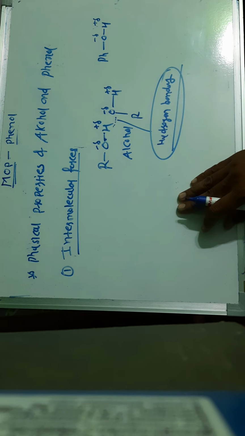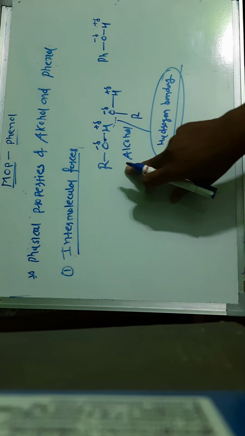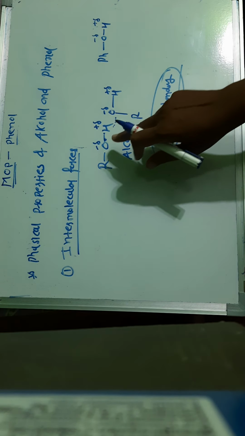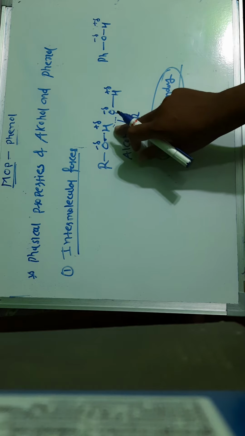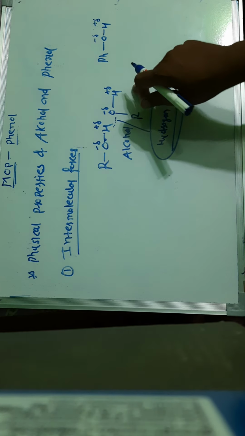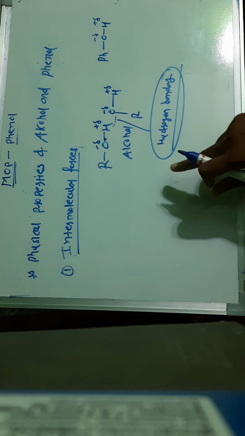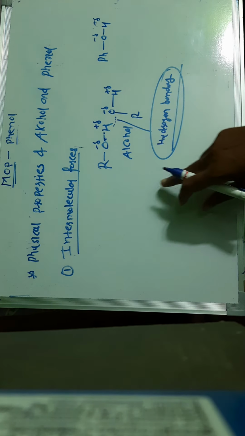alkyl halide. Alkyl halide never forms hydrogen bonding, but alcohol can form hydrogen bonding. Why? Because of the polarity of the OH group. Because of this polarity, they form hydrogen bonding, their intermolecular force of attraction increases, so they have a high melting and boiling point.